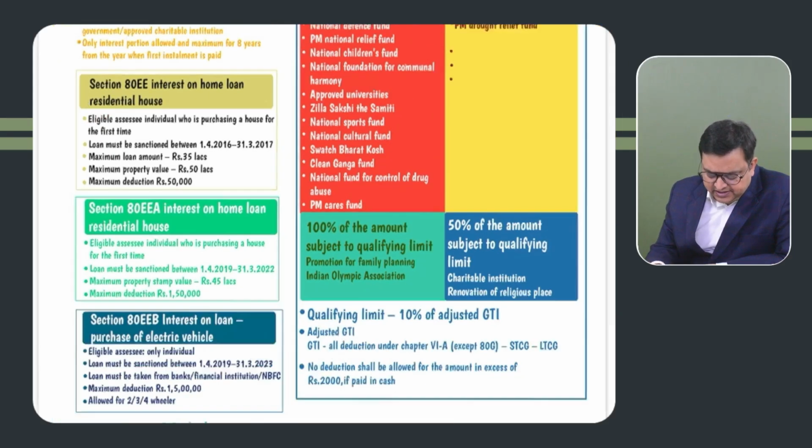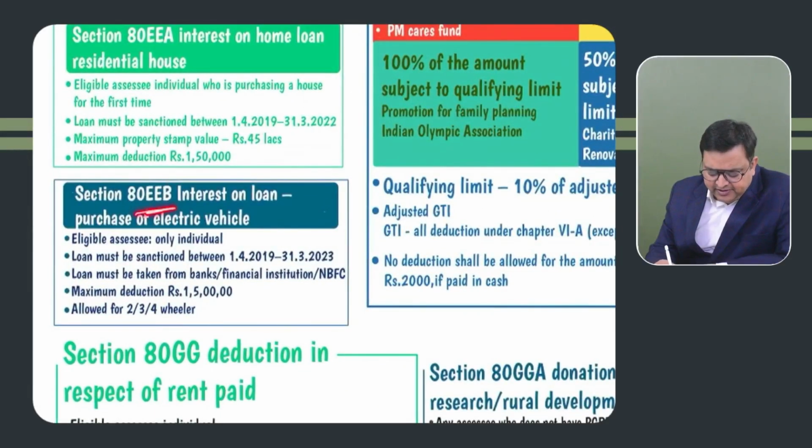80EE and 80EA, and to some extent 80EEB also, because 80EEB says that whenever you purchase your e-vehicles, whatever is the interest on the e-vehicle, that is allowed. See, if you have purchased this e-vehicle for business purpose and you have taken a loan, the interest would be allowed under section 36. No need to come to 80EEB, right?